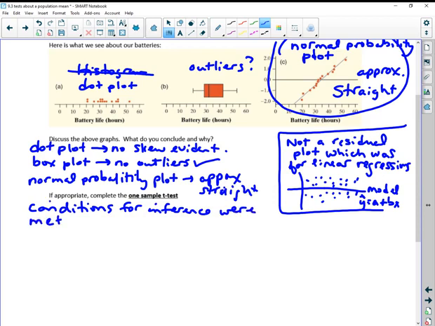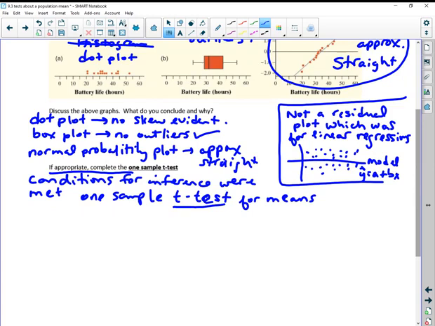Met, and it says there, if appropriate, complete this test. We are going to do a one sample t-test. We don't have a known standard deviation, we have a sample statistic for standard deviation, so we're going to have to do a t-test for means. The calculator refers to it as a t-test if you're going to use a calculator to check yourself. So doing a one sample t-test for means. Okay, conditions are met. Let's write our hypotheses.